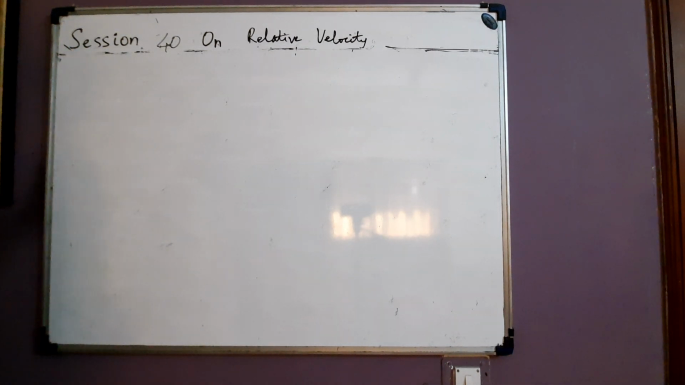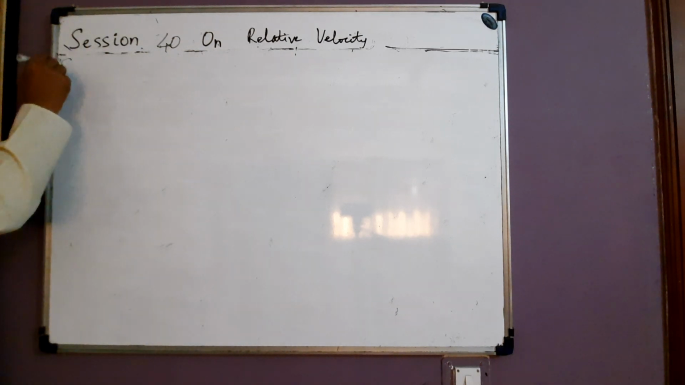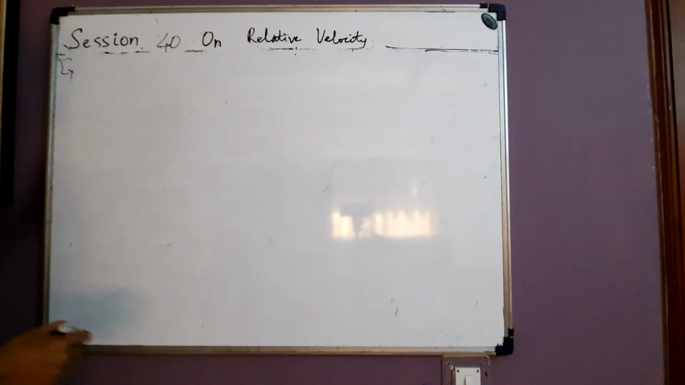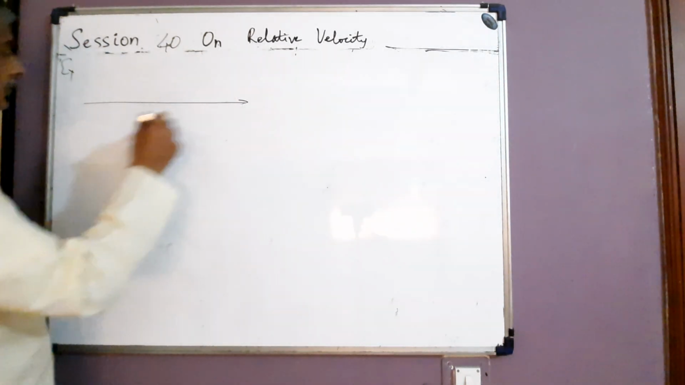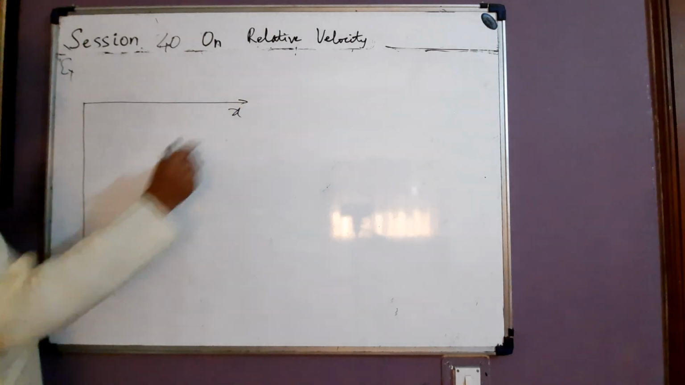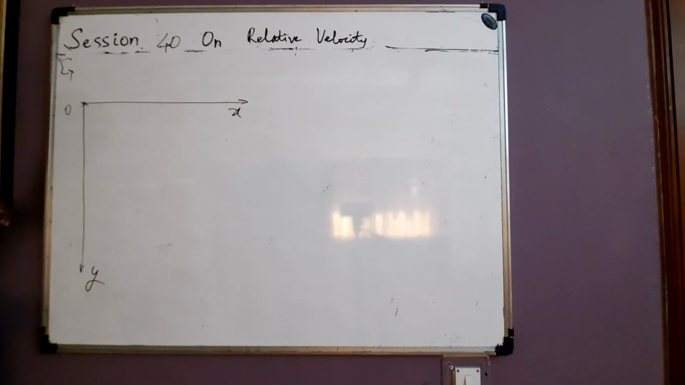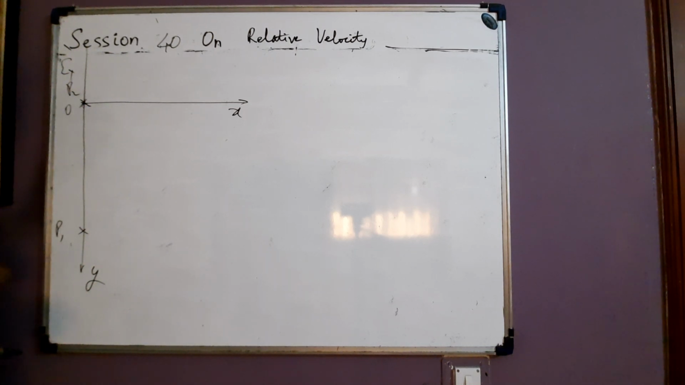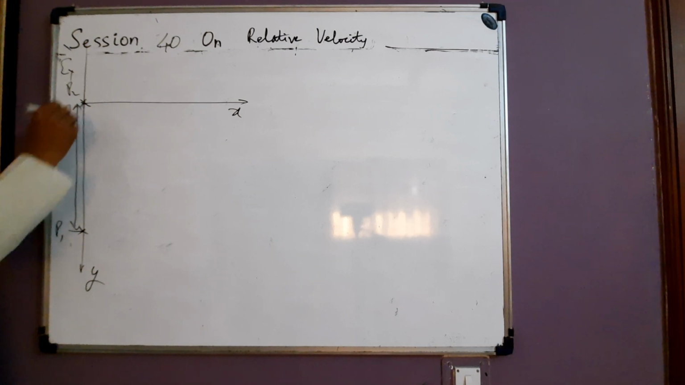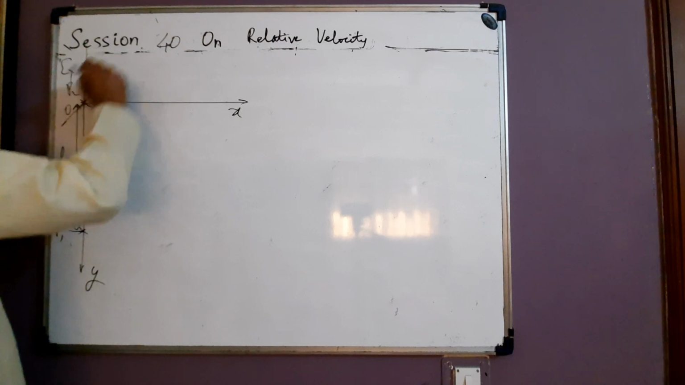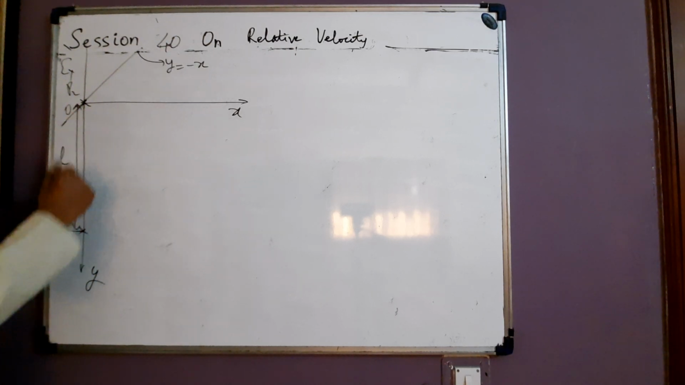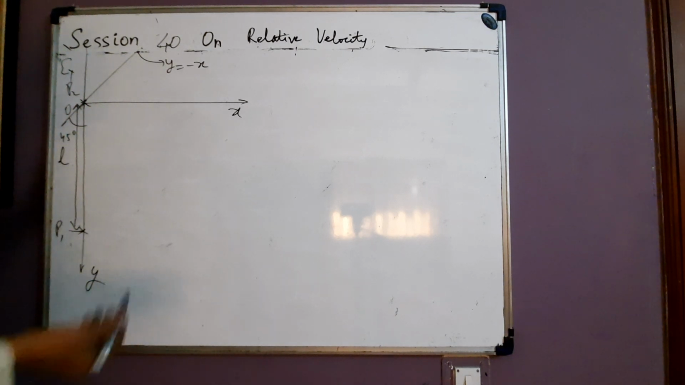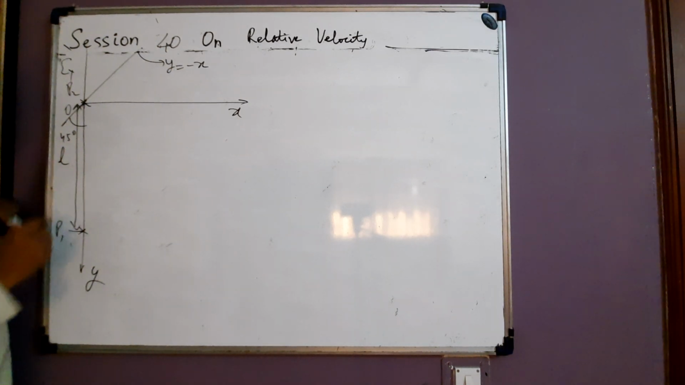So I draw the diagram. This is x-axis, this is y-axis. This is the origin of the coordinate system. Initially P2 was at origin, P1 was somewhere here, 0, L. So this distance was just equal to L. This is a straight line y equal to minus x. It makes an angle of 45 degrees with the positive x-axis, by coordinate geometry. P1 is here, L distance.